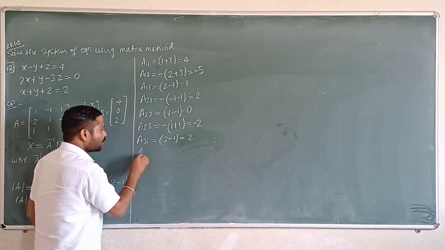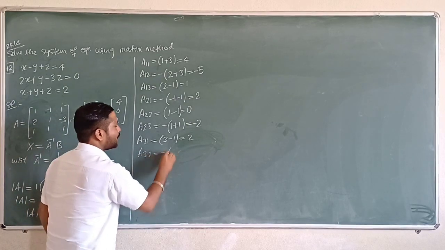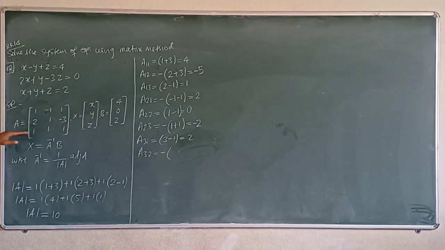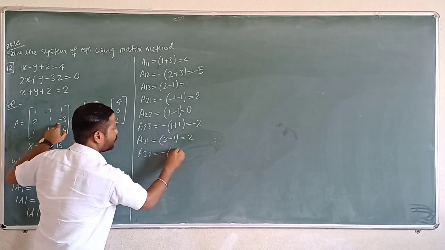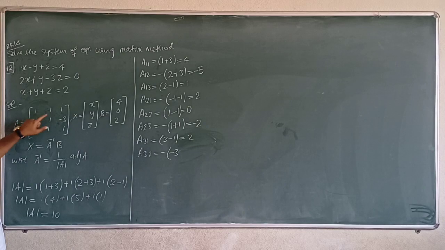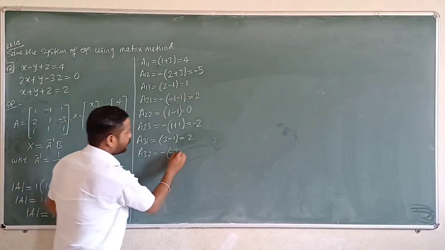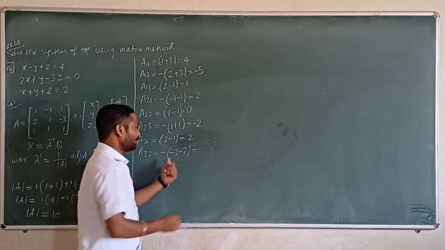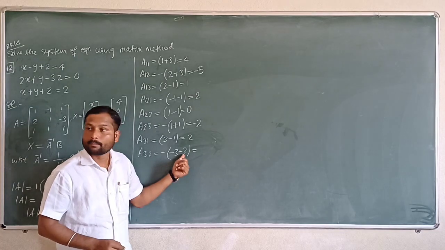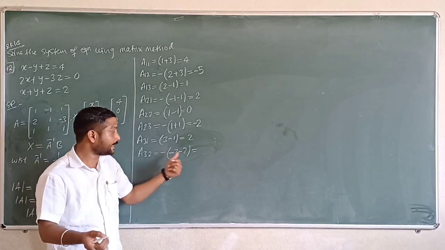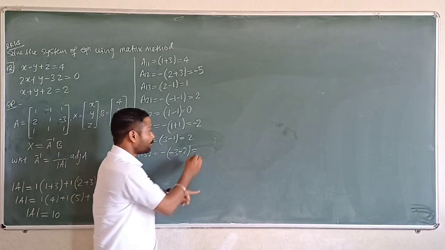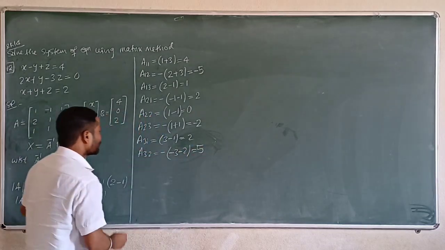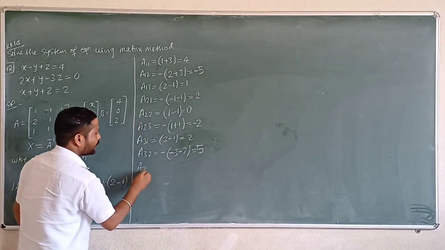Right. Then A32 is negative now. Delete third row, second column. Then 1 into minus 3. That is minus 3. Right. Minus 2 ones are 2 now. See here, minus 3 minus 2, minus 5. Minus 5 into minus, plus 5. Plus 5. Right. Last one, that is A33.